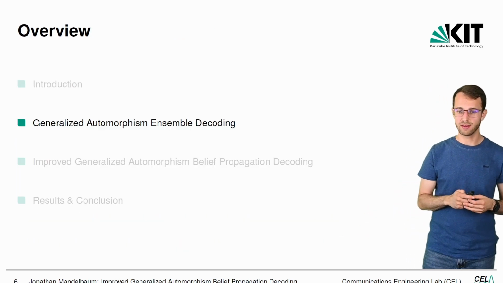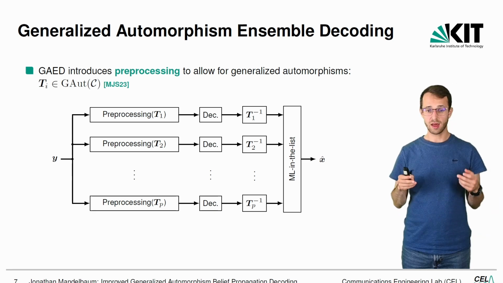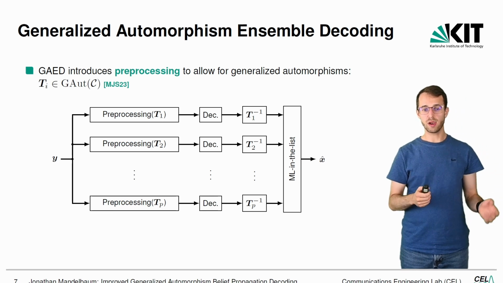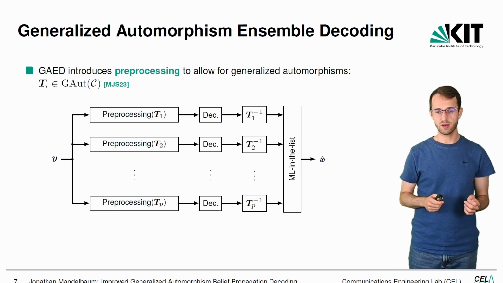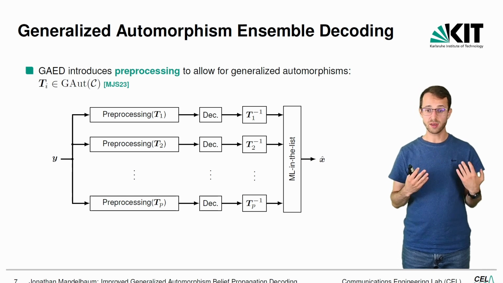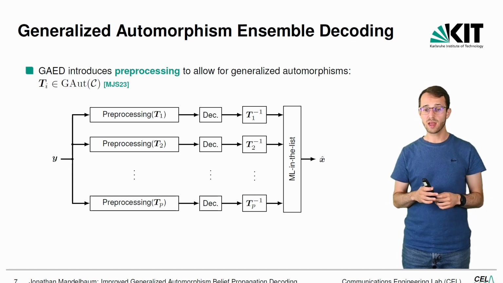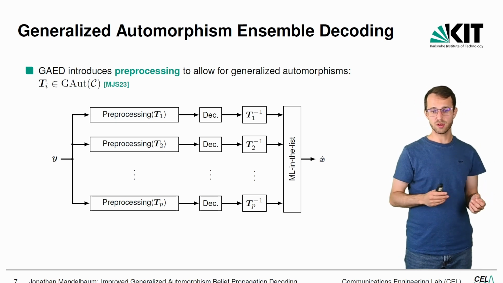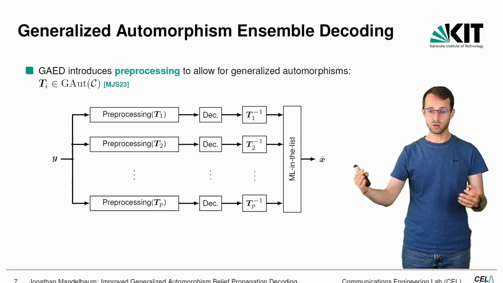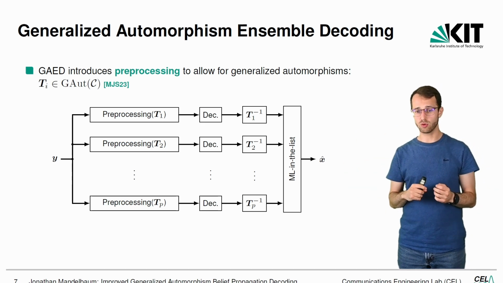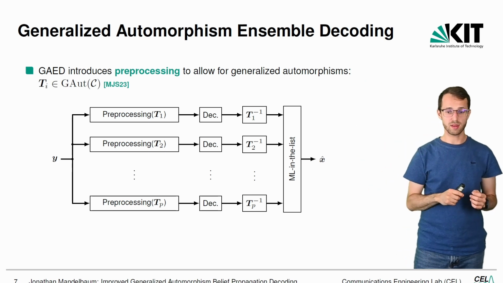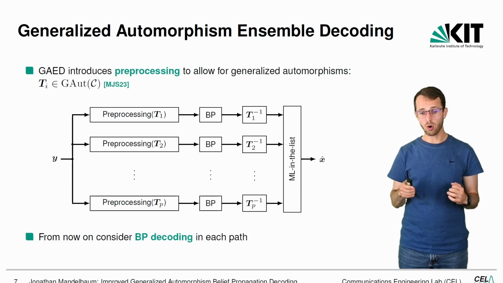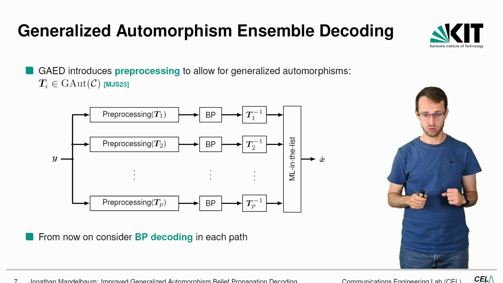This brings me now to generalized automorphism ensemble decoding. As highlighted before, GAED introduces a preprocessing to allow for generalized automorphisms. Now that we have seen the definition of the generalized automorphism group, namely that they are linear bijective self-mappings, we can find an inverse transformation matrix that maps the output of the decoding again onto an estimate of the original code word, and then we choose the best estimate using the ML-in-the-list operator. In this talk, we're going to consider only the case where we have BP decoding in each pass.